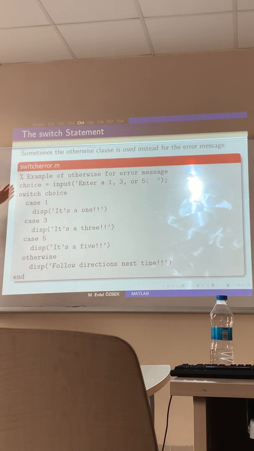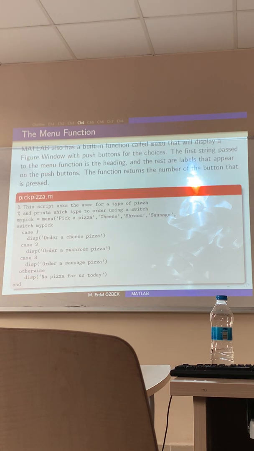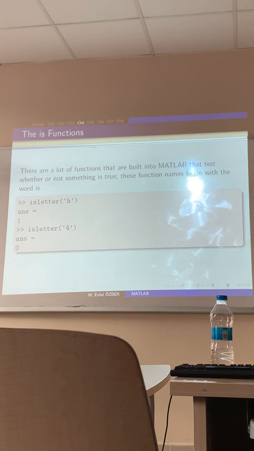Or you can display some error, for example, if it is otherwise, right? So you have case 1, case 3, case 5, but if it is not case 1 or 3 or 5, you can write otherwise to use another switch. Okay, so otherwise is the switch which is not case 1, case 3, or case 5. And so we have some menu function, right? You can have a big pizza, cheese, mushroom, and sausage. So you can use this to have different cases. Case 1, case 2, case 3, and otherwise. Okay?